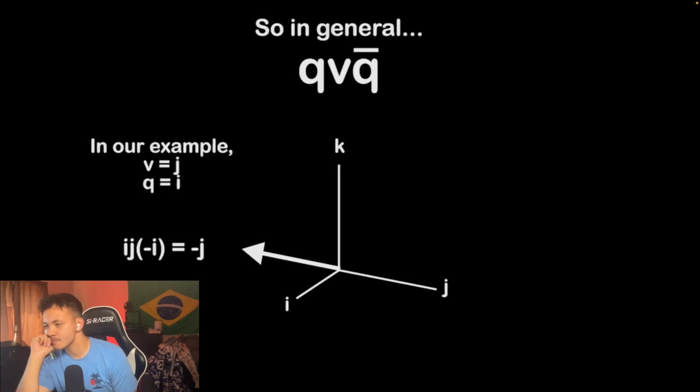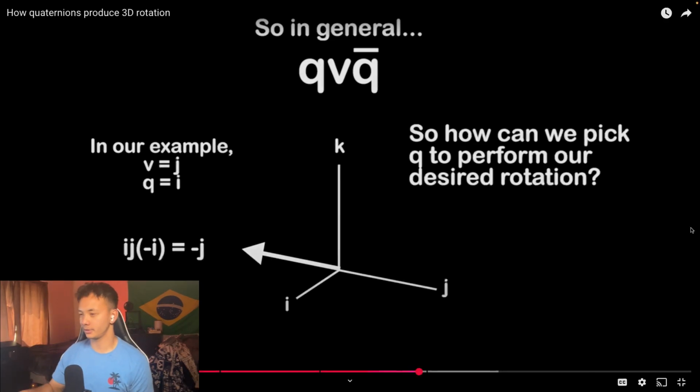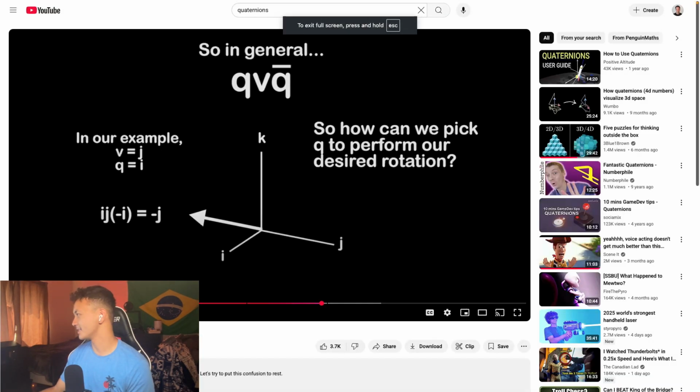So the obvious question now is, how do we pick q to perform our desired rotation about any axis and any angle? Guys, I have to go to an appointment right now. I'll be right back in like an hour, so we'll learn more about these in a sec.